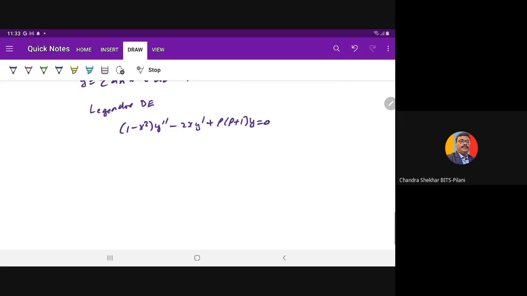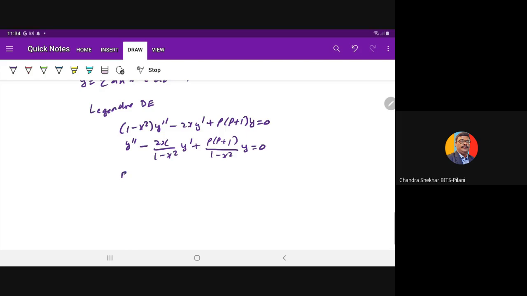After sections 29 and 30, we will start the Legendre differential equation. We have a complete dedicated chapter on it, because this is a very special type of differential equation. It can be written as y'' - 2x/(1 - x^2) y' + p(p + 1)/(1 - x^2) y = 0.